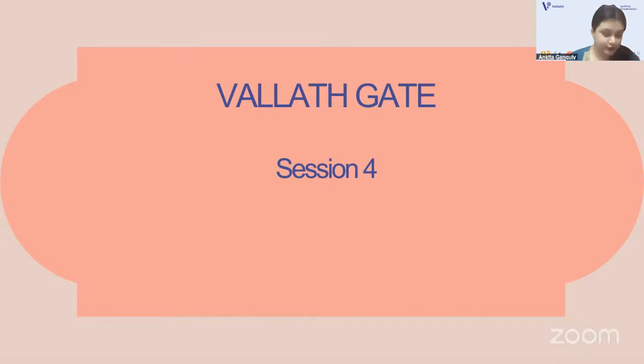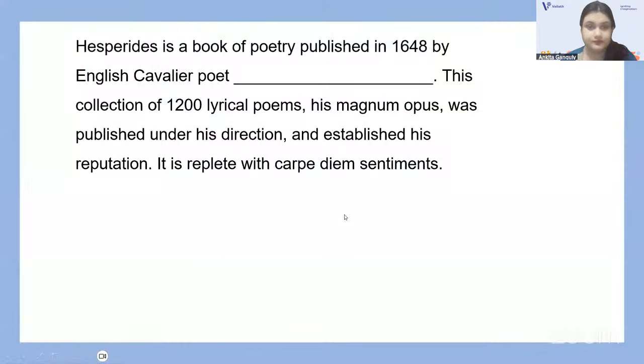So let's move on to the first question. Hesperides is a book of poetry published in 1648 by English Cavalier poet Dash. This collection of 1200 lyrical poems, his magnum opus, was published under his direction and established his reputation. It is replete with carpe diem sentiments. When we talk about Cavalier poets, we know that they were the court poets of King Charles the First, right?